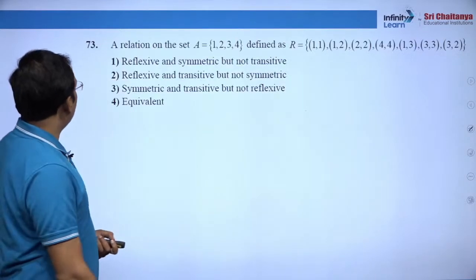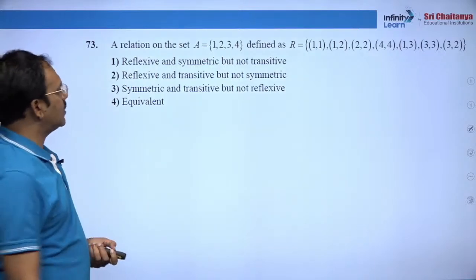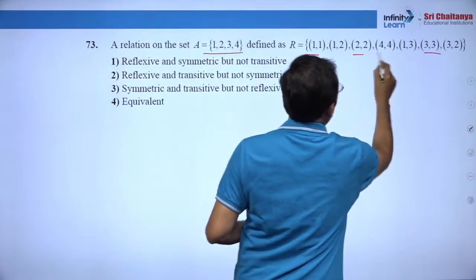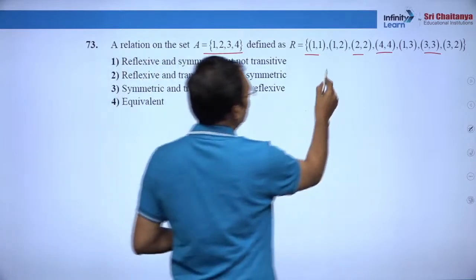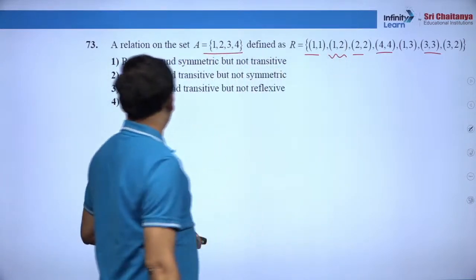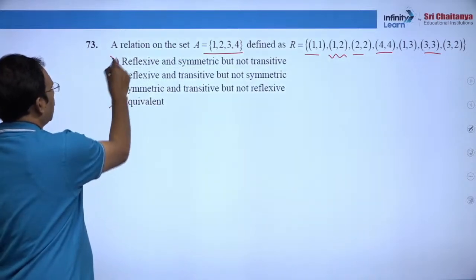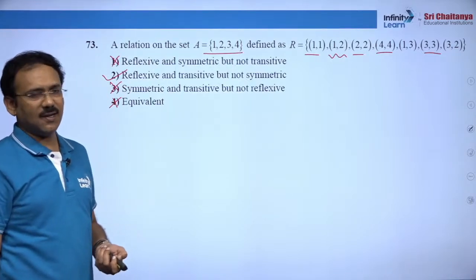That is it. Next, this relation is reflexive, symmetric, transitive. Since 1, 2, 3, 4 are there, (1,1), (2,2), (3,3), (4,4) are there, it is reflexive. And symmetric fails: (1,2) is there, but (2,1) is not there. So this option is wrong, this option is wrong, this option is wrong, the second option is correct. That is it. It fails to be symmetric.